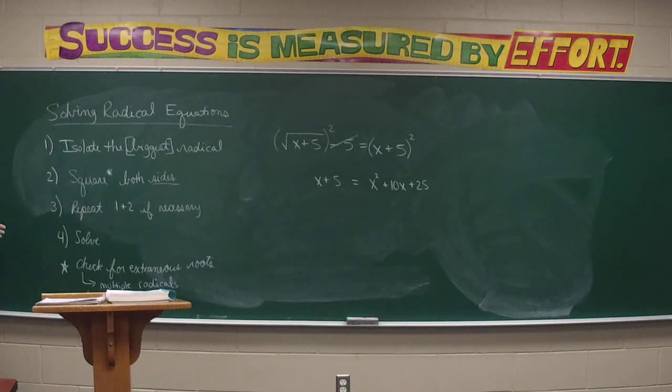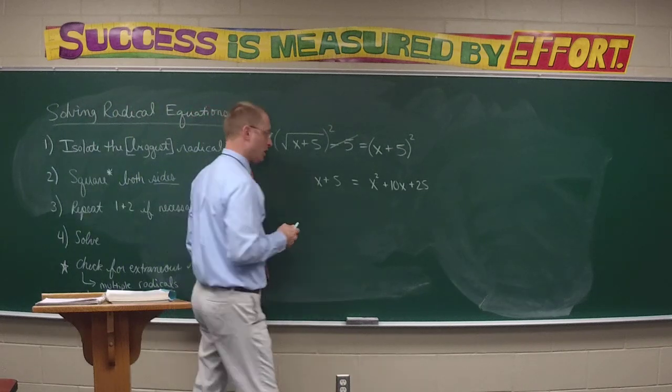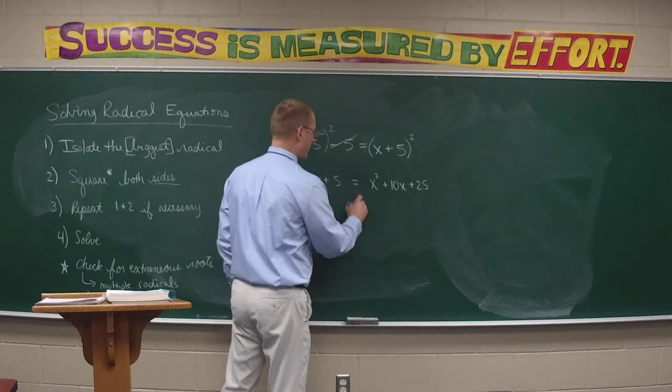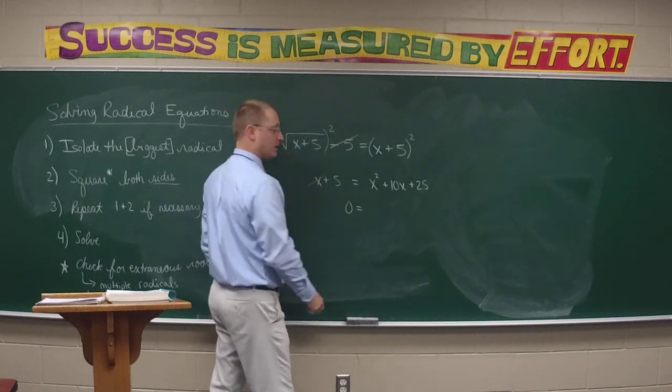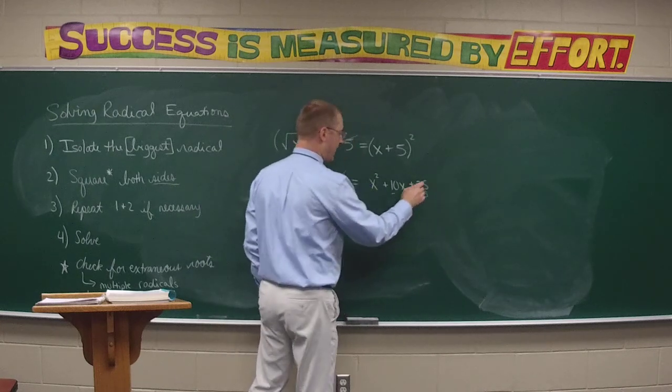And now what started as a radical equation, class, as we come down here to step 4, no more radicals to worry about, we do need to solve, right? I now suddenly have a complete quadratic equation where I'm going to need to set it equal to 0, move the x over, class, as a negative x, and the 5 over as a negative 5.